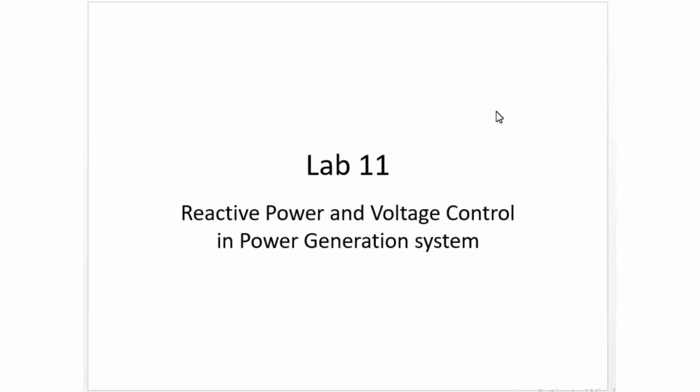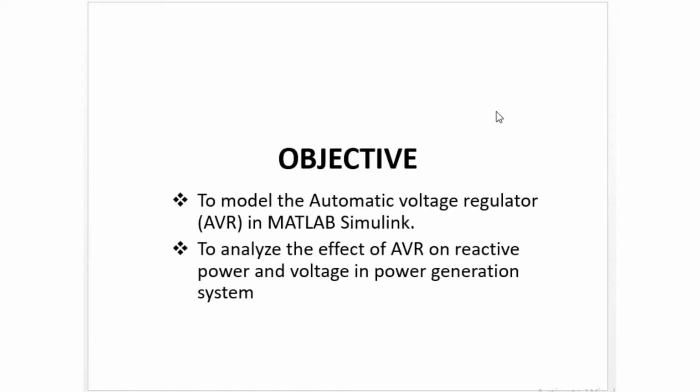Today we are going to start our Lab number 11, that is reactive power and voltage control in power generation system. An objective of our lab is to model the automatic voltage regulator in MATLAB Simulink, and then we will analyze the effect of this automatic voltage regulator on reactive power and voltage in power generation system.